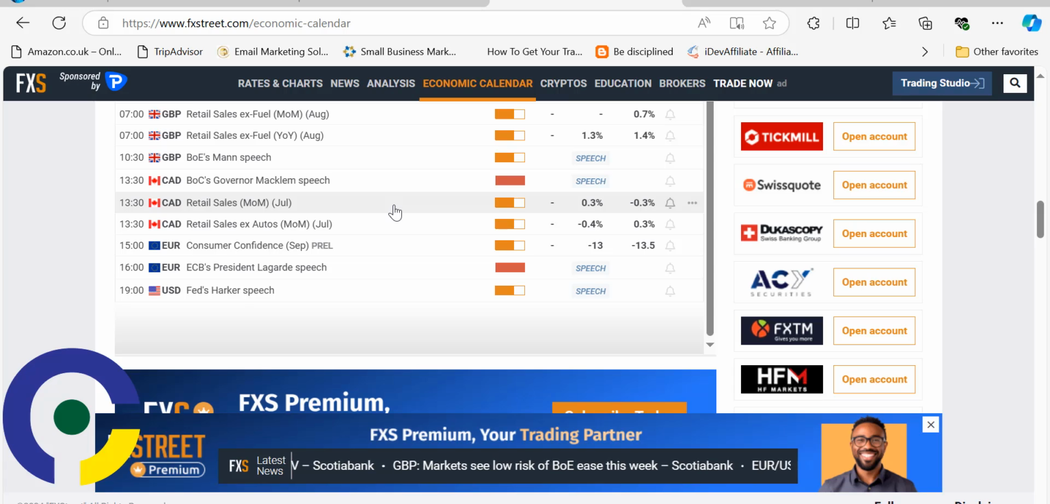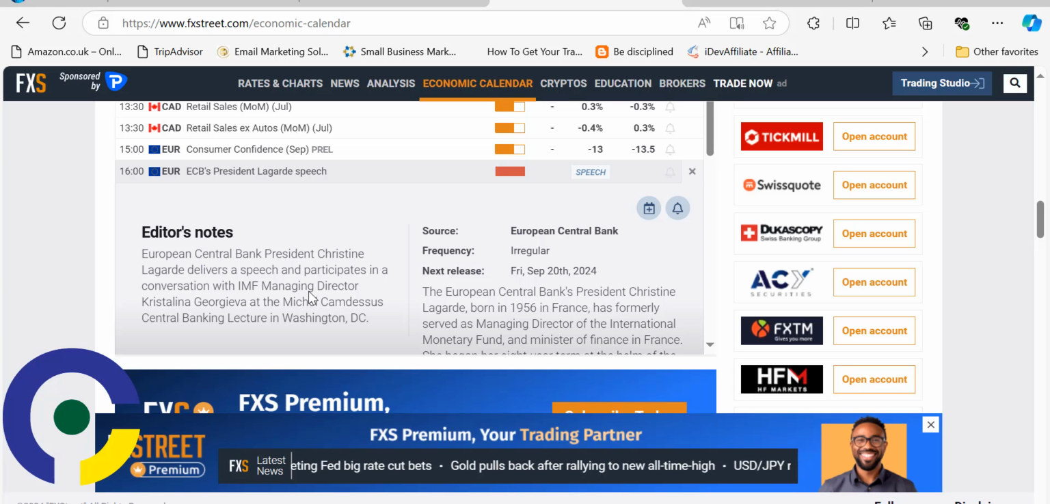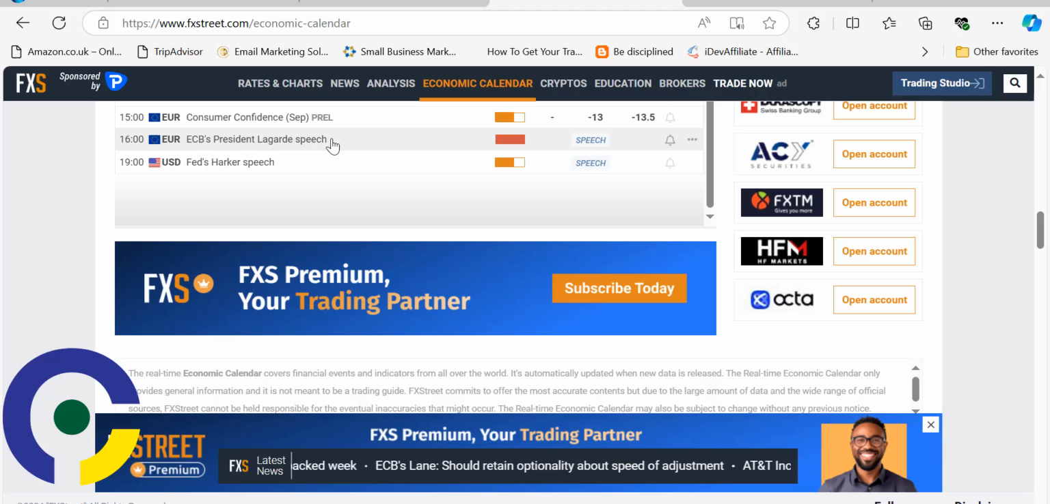Okay, so now you have finally the president of the European Central Bank, President Lagarde. She will be speaking at the event. Let's confirm the events from here. Christine Lagarde delivers a speech and participates in a conversation with IMF Managing Director Kristalina Georgieva at Michel Camdessus Central Banking Lecture in Washington, D.C. So that'll be in the US. Okay, so you just watch that for clues too.